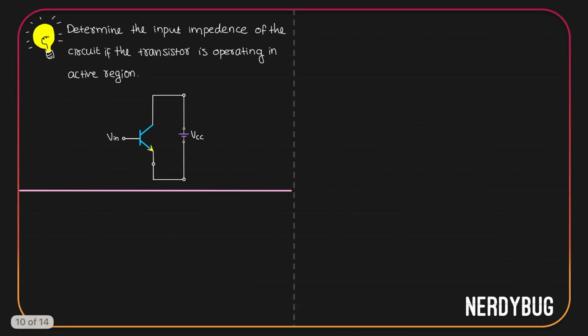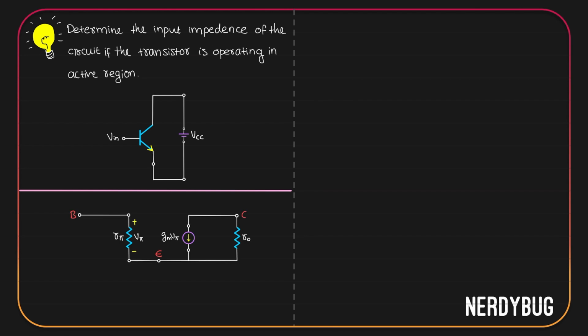Let us solve a problem. We have to determine the input impedance of the circuit if the transistor is operating in active region. Well, this is a very simple circuit. We have applied VCC to the collector. Input is given at the base. To find the input impedance, first let us draw the small signal model of this circuit. It will look like this.